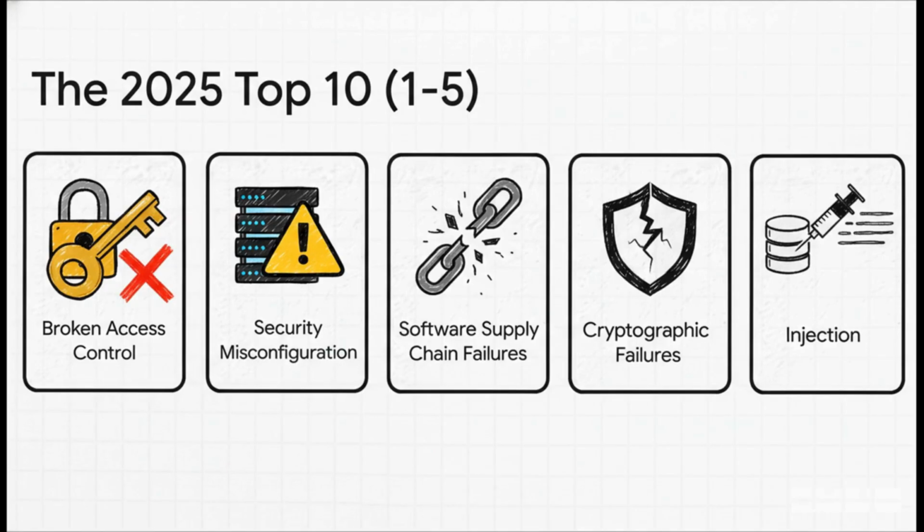Number 2, we've got security misconfiguration. Think default passwords or cloud storage buckets left wide open. Number 3 is the big new one, software supply chain failures, which is all about risks from third-party code or insecure build pipelines. At 4 is cryptographic failures, things like weak encryption or not encrypting sensitive data at all. And at number 5, the old classic, injection, where an attacker tricks your app into running malicious commands.